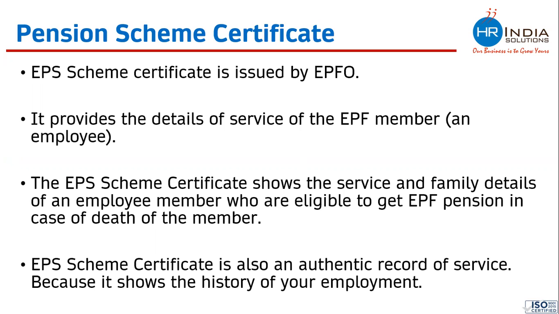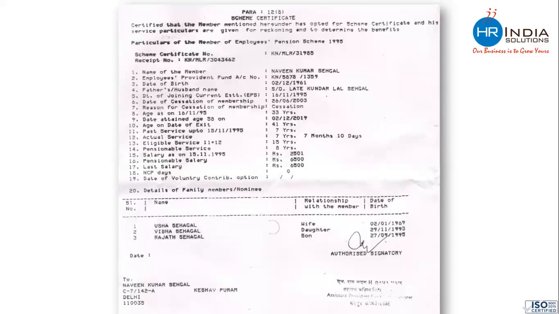Okay, so this scheme certificate details everything about the employee. We have seen that it mentions the name of the employee, provident fund number, date of birth, father's name, date of joining, date of leaving, and the age on date of exit, at which age the person exited, 41 years. What is the actual service? 7 years, 7 months, 10 days. All this detail, and it includes detail of the nominee as well. There are three nominees for this person. The pensionable salary is 6,500, and this is the service duration, so pension we can calculate. All these details are there in this scheme certificate.